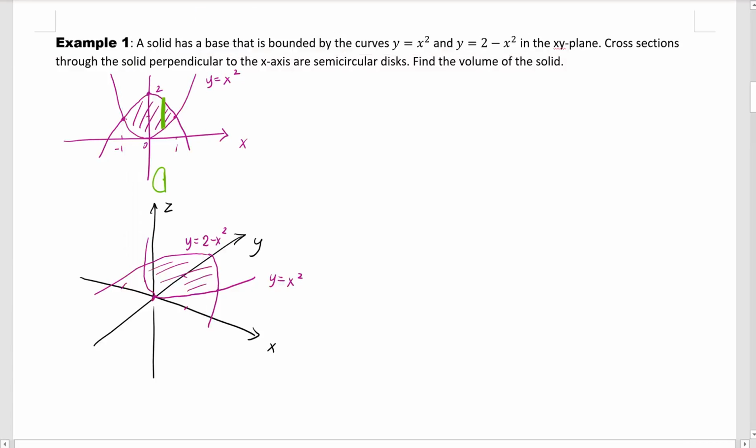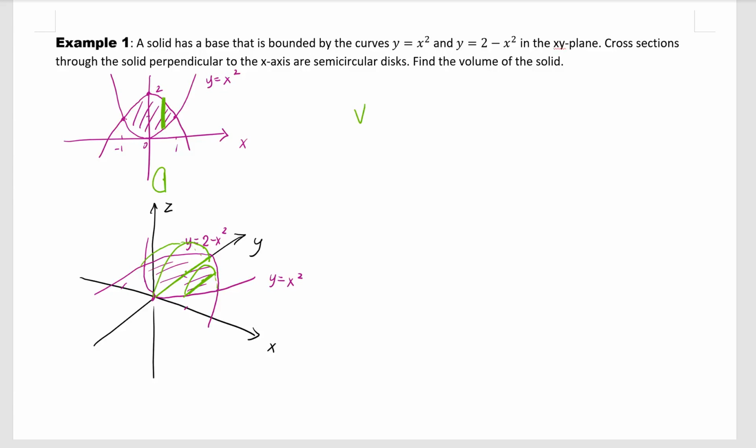okay, so the cross section for the solid is perpendicular to the x-axis. So perpendicular to the x-axis, we're gonna construct a semicircular disc on top of it. So let's say right here, a semicircular disc on top of it. Okay, so that's how we get a solid. Can you imagine a solid on top of this region? Yes? Okay, so now how do we compute the volume?